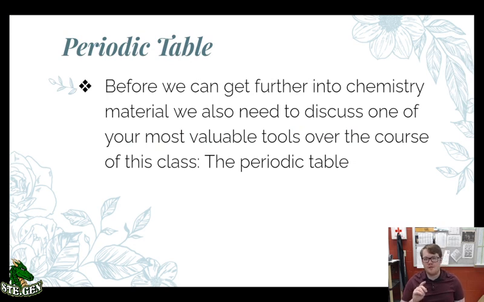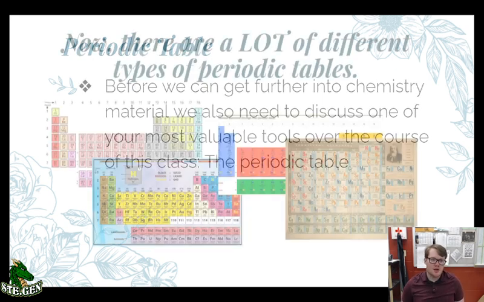Before we get any further into chemistry, though, we need to discuss one of the most valuable tools over the course of this class, and that is the periodic table. We're going to have our own full chapter talking about the periodic table, probably chapter 2, if this is chapter 1. And there's a good chance that in future classes I may actually end up switching the order of this. I haven't fully decided yet. I'm kind of still doing my own thing in this regard. But the periodic table is super duper duper important.